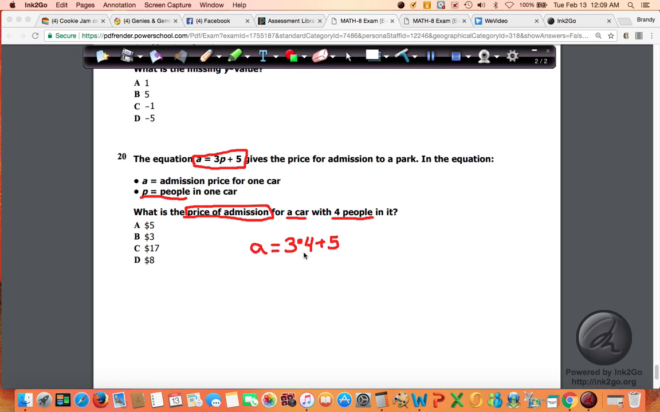If you missed this one, some of you I saw picked 8. You just added, I think, the 3 plus 5. And if there was only one person in the car, you'd be right. But there are how many people? 4 people. So it's 3 times 4. And then just the $5 flat fee. So tell me the price of admission, show me your work, and you are done with the review quiz.